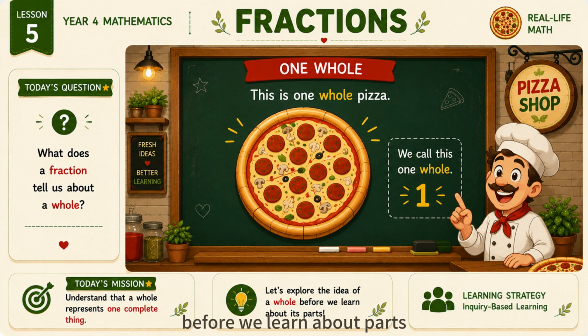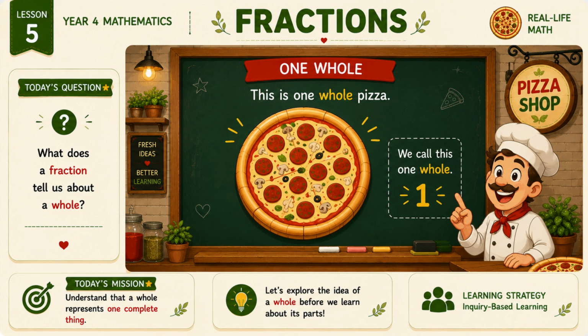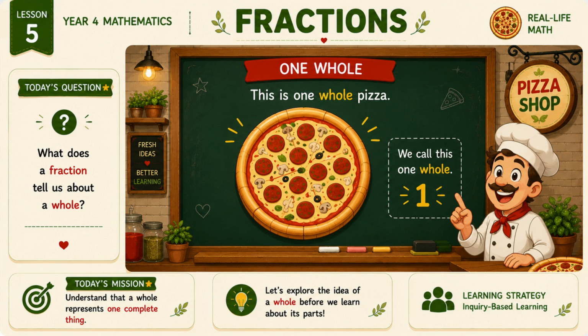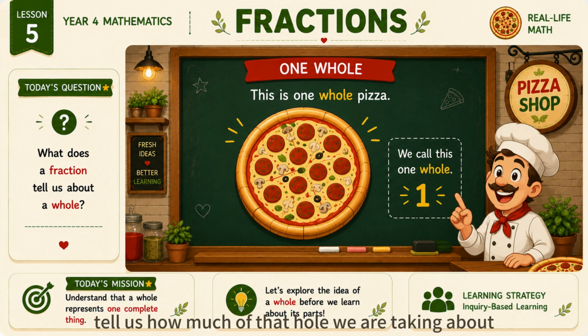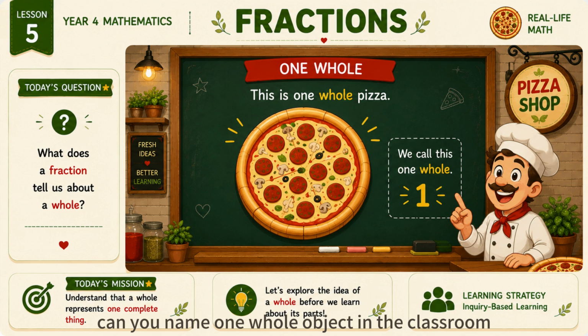Before we learn about parts, we need to understand one whole. This is one whole pizza. Nothing has been taken away. The whole pizza represents one complete thing. In mathematics, we write one whole as 1. When we divide the whole into parts, we still begin with a complete object. The fraction tells us how much of that whole we are talking about. Can you name one whole object in the classroom?